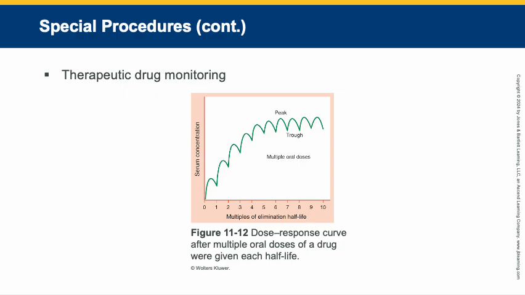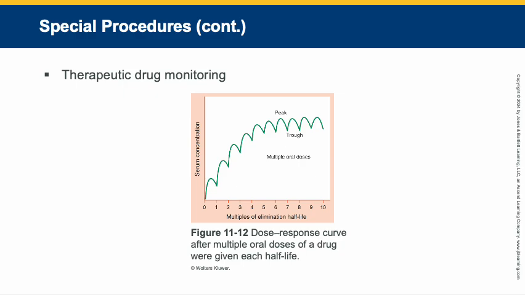Okay, this is a chart showing a dose response curve after multiple oral doses of a drug were given. So it shows you the peak and the trough. So I do need to talk to you about those two things, peaks and troughs. Peak levels means that this is the maximum amount that drug will get to. Trough level is the minimum amount. That's where you want to get that therapeutic range in.